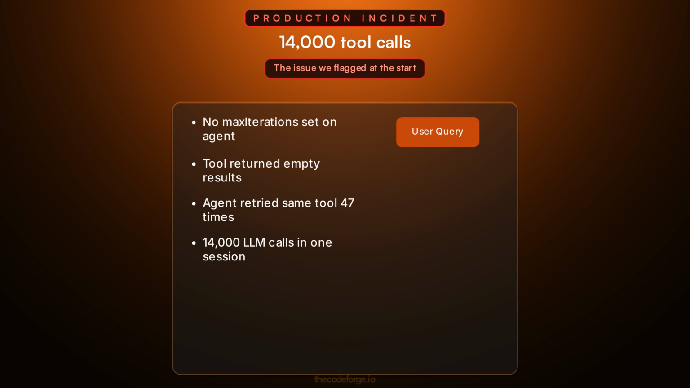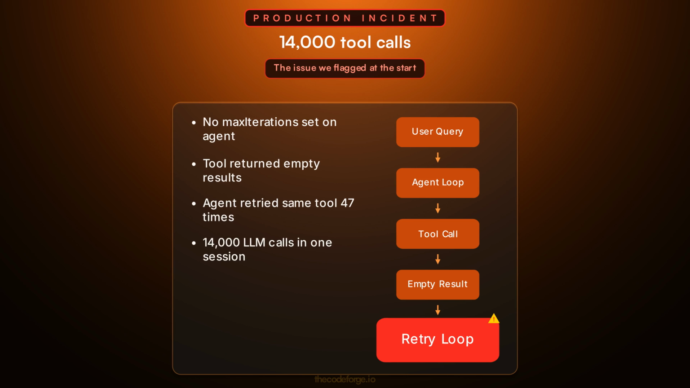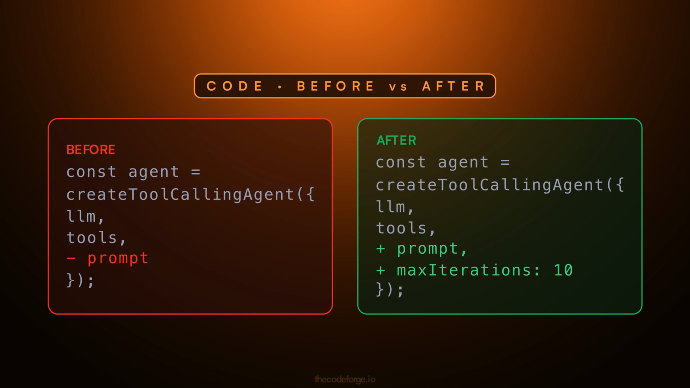This is the same issue we highlighted at the start. Here's exactly why that happened. The agent had no maxIterations limit. When a tool returned empty results, the agent retried the same query repeatedly, generating 14,000 LLM calls and costing $4,200 before the user canceled. The agent loop had no maxIterations limit, allowing the LLM to call tools indefinitely.